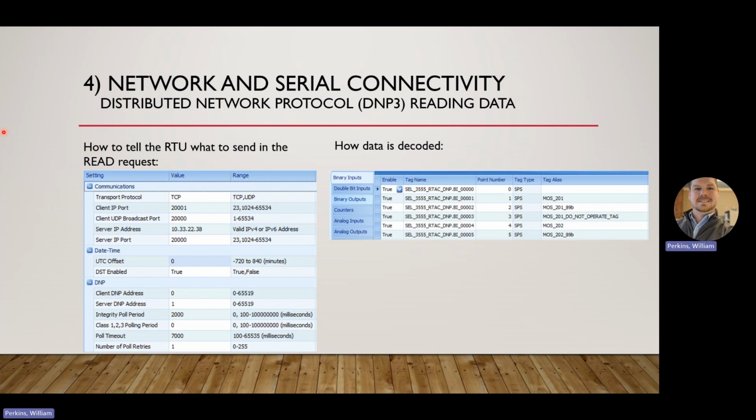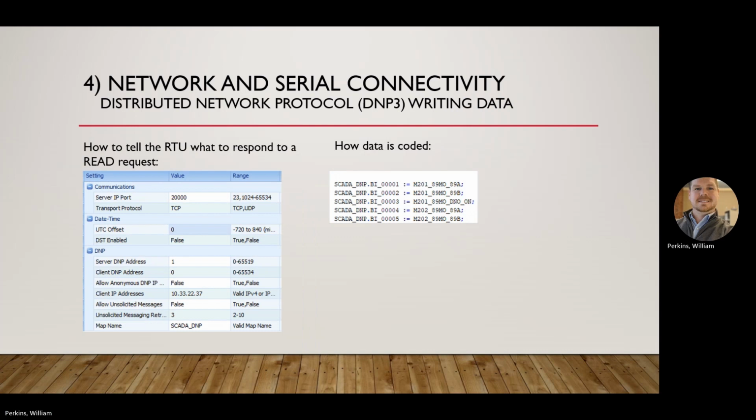On the right, we can see the configuration for what each binary input point is. For example, the motor operated switch status for switch 201 is binary in 2, and the switch status for switch 202 is binary in 5. The last slide shows the configuration needed on how to respond to a read request. This would be how the RTU responds to the SCADA server at the ECC.